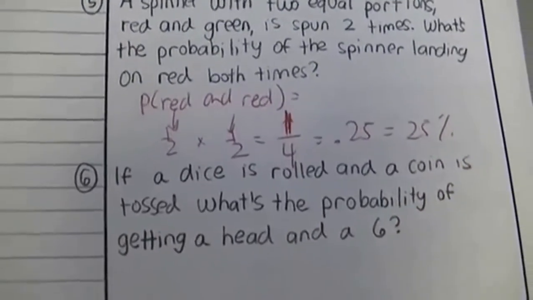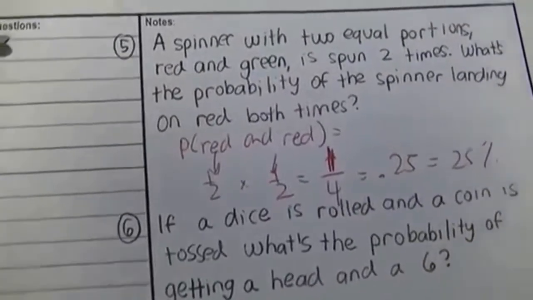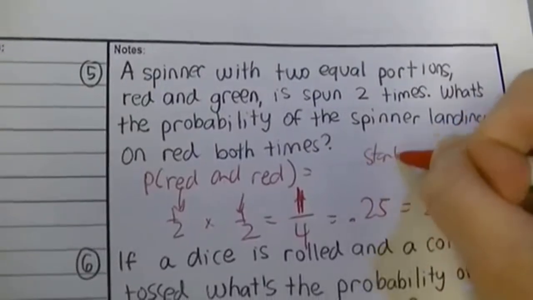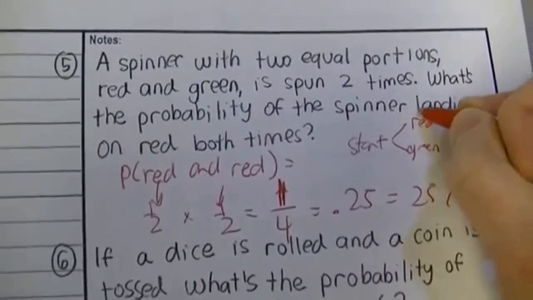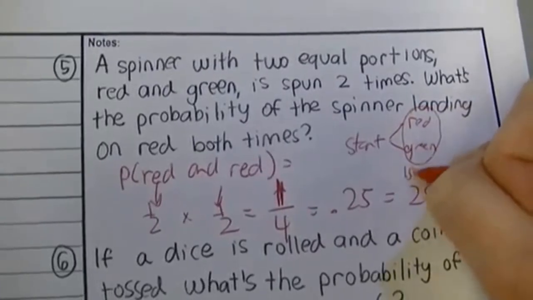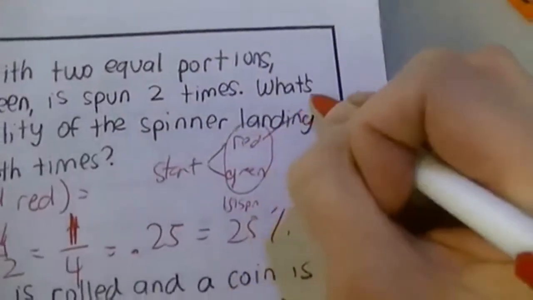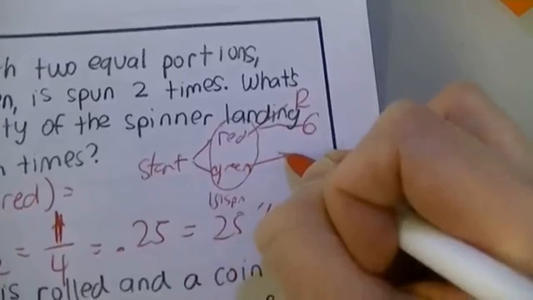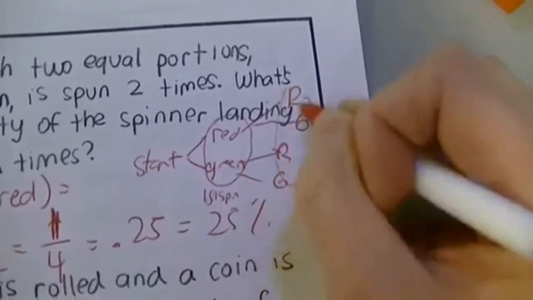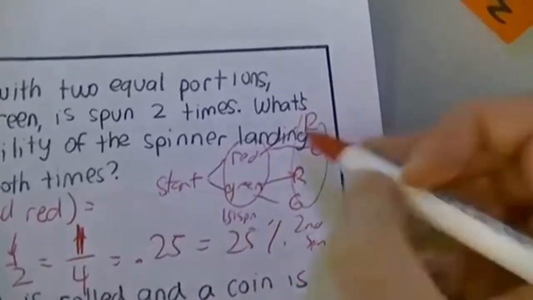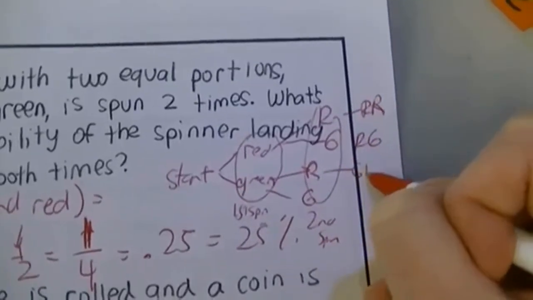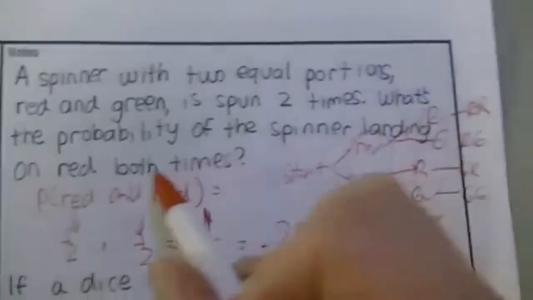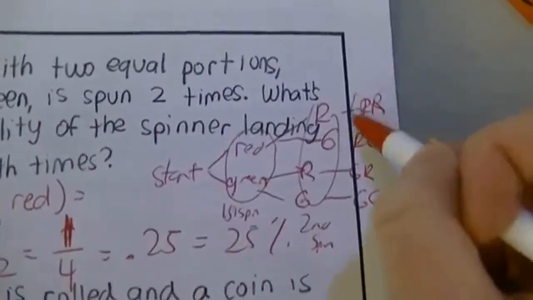If you did a counting tree, it would just look like this. You can get red, green on the first spin, and then red, green, red, green on the second spin. So this will be red red, red green, green red, green green. So the probability of getting red both times is 1 out of 4, just like what we got here.